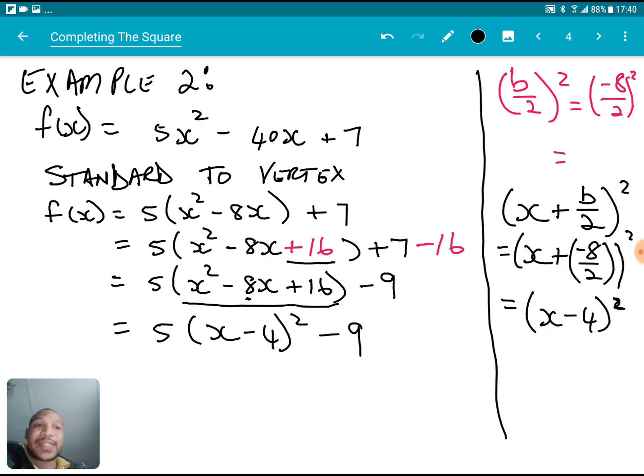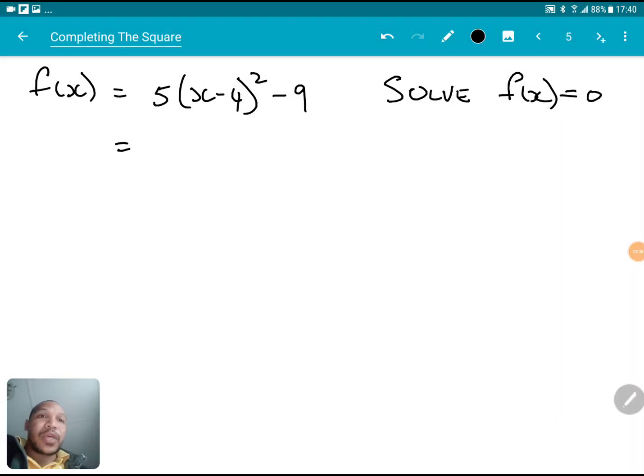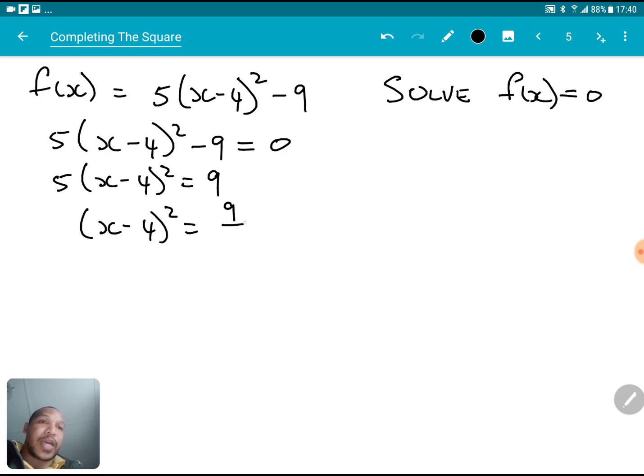Next step is to set all of this to 0 and then solve for x. Right, let's solve for x. So that would be 5 times x minus 4 squared minus 9 equal to 0. 5 times x minus 4 squared equal to, I can take that 9 over, and then it becomes a positive. Now I need to get rid of this 5 here. So x minus 4 squared equal to 9 over 5.